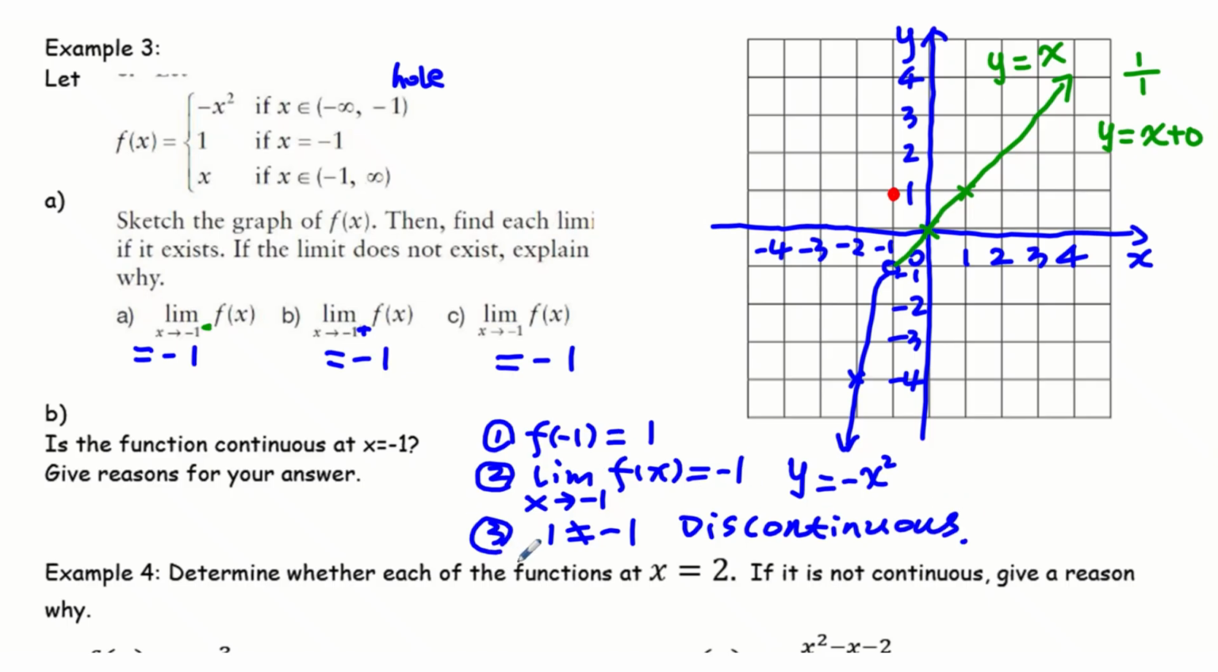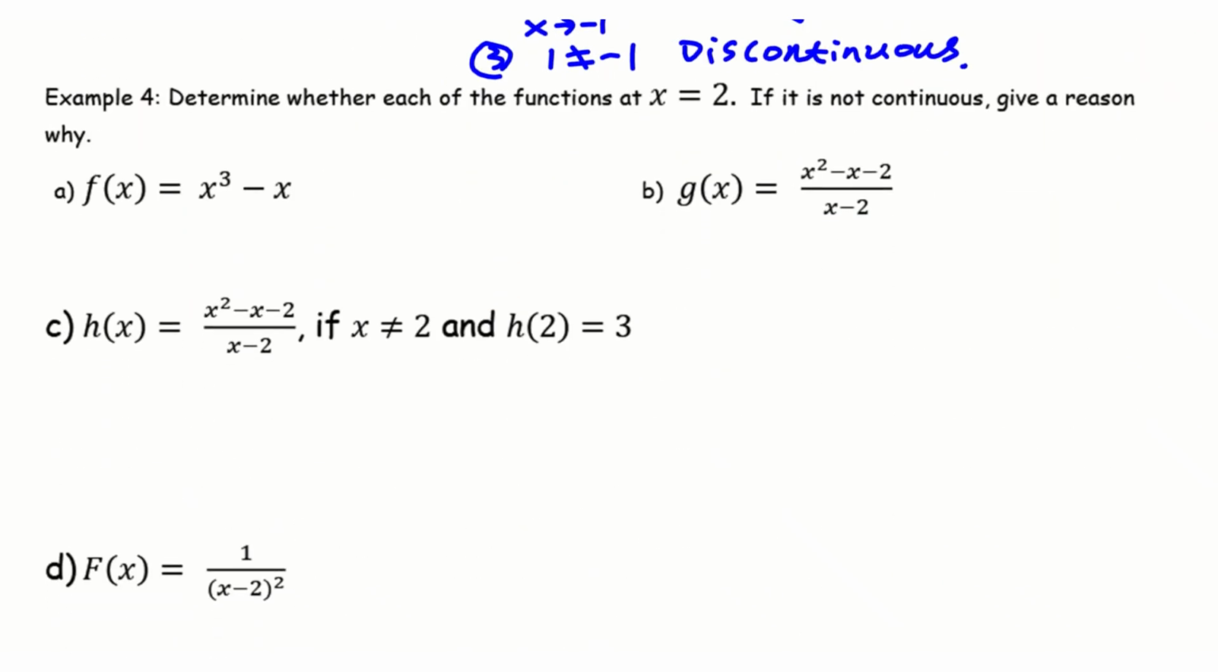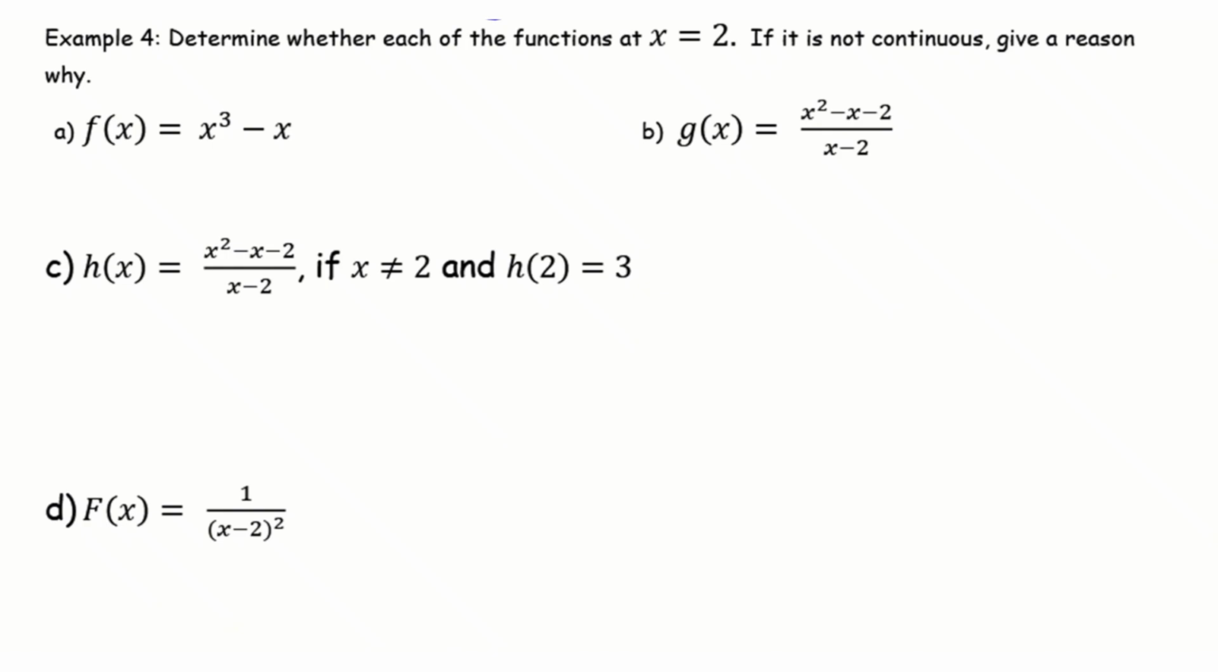So this is how you do it. And the next example, example 4. Determine whether each of the functions at x equals 2 is continuous or not. If it's not continuous, give a reason why.